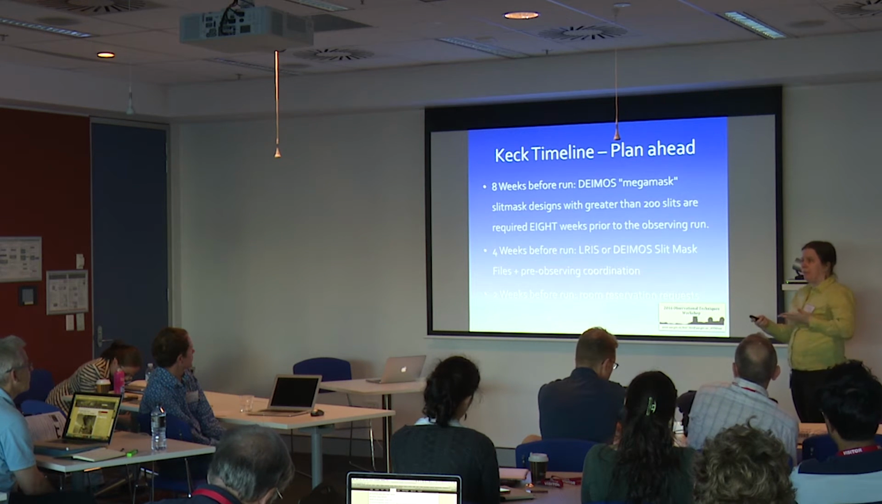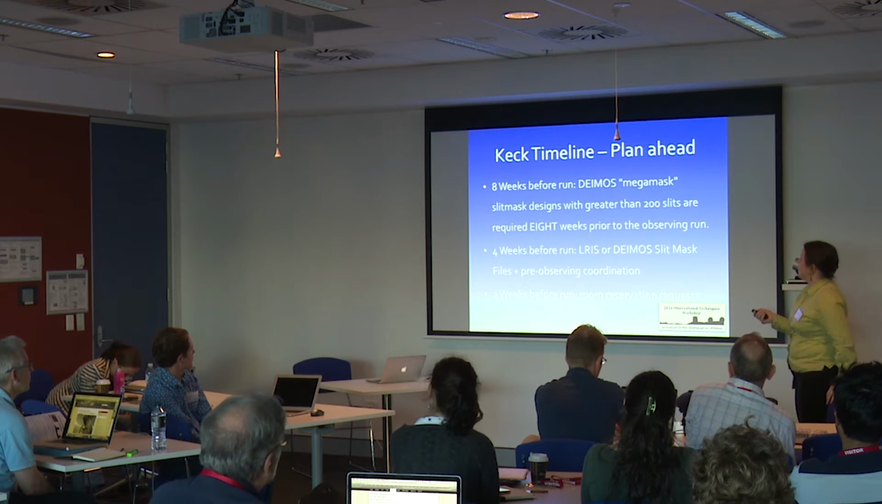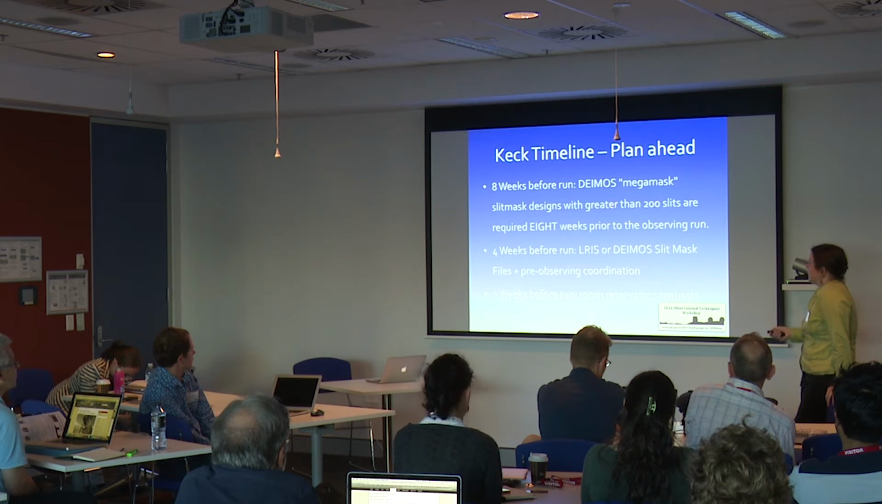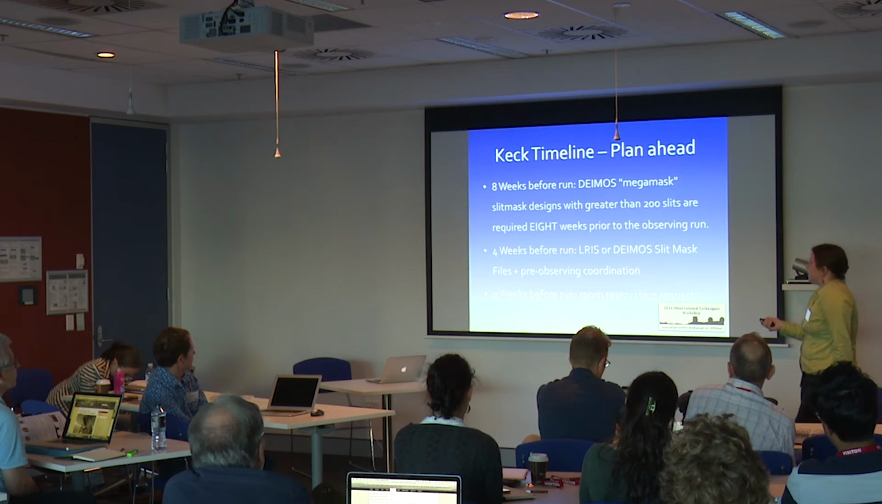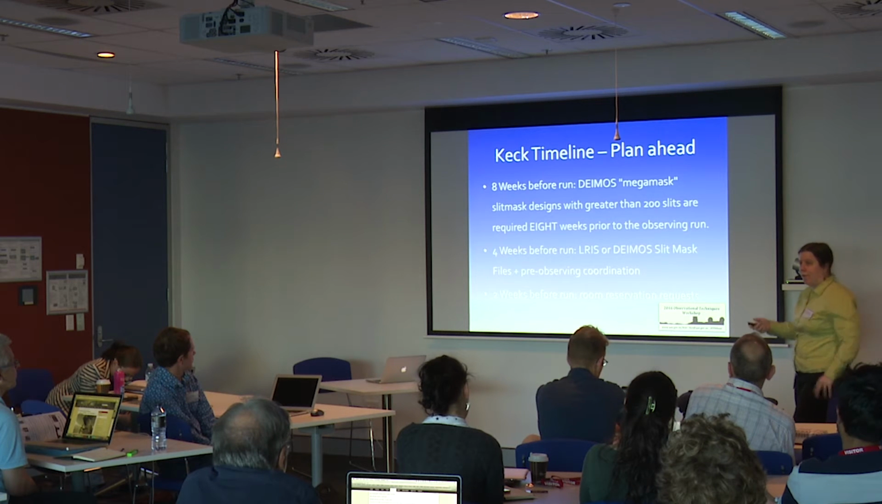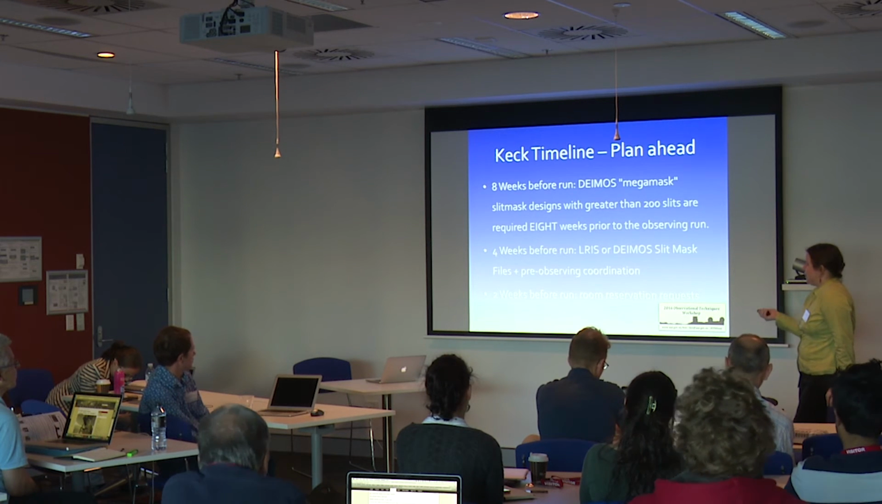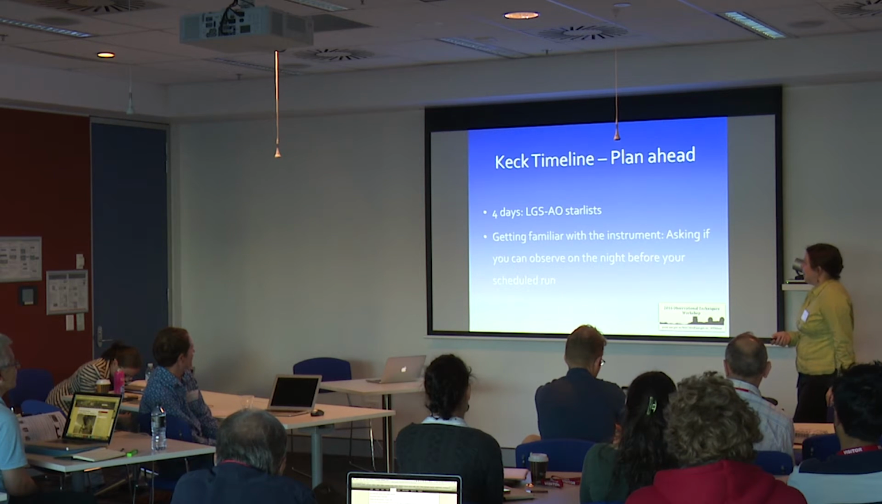So 8 weeks before you actually go up, if you get it, they're going to ask you for slit mask designs in the case that you need more than 200 slits. And 4 weeks before, you're asked for files and coordination. So you have to have prepared this well in advance, otherwise you're going to get some nasty surprises. And of course, don't forget to request a room so you'll have somewhere to stay. And 4 days before, you have to get your star lists up there.